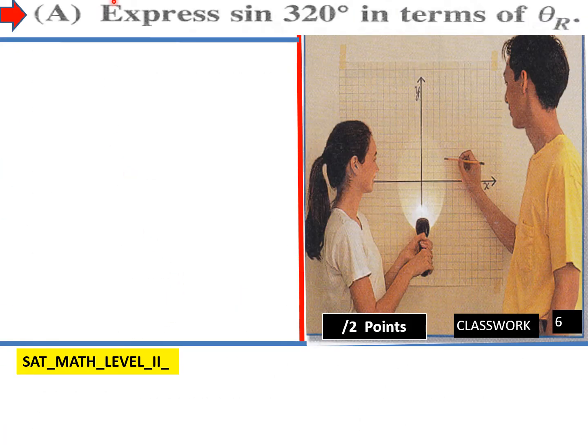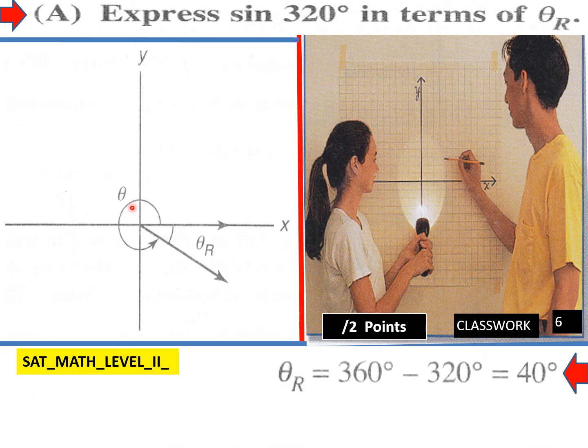And A, express sine 320 degrees in terms of theta reference. So here's our 320 here. We go all the way around like this. Here's our reference angle here. Our theta reference would be this angle here. And then here's theta here. So theta reference would equal 360 minus 320, which is 40 degrees. So you have a 40 degree reference angle here.